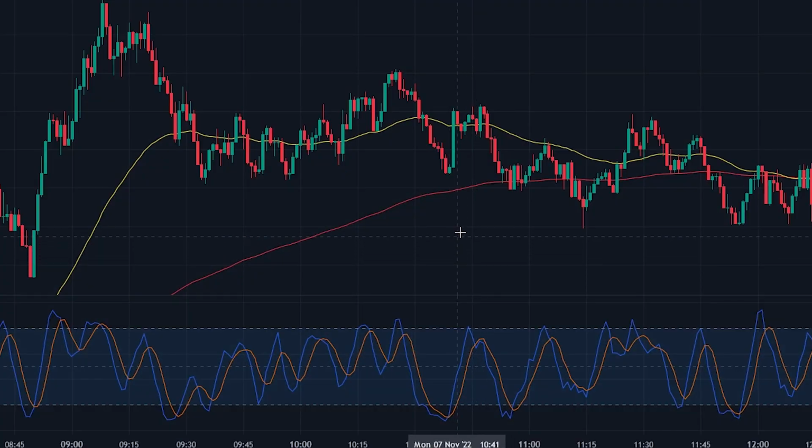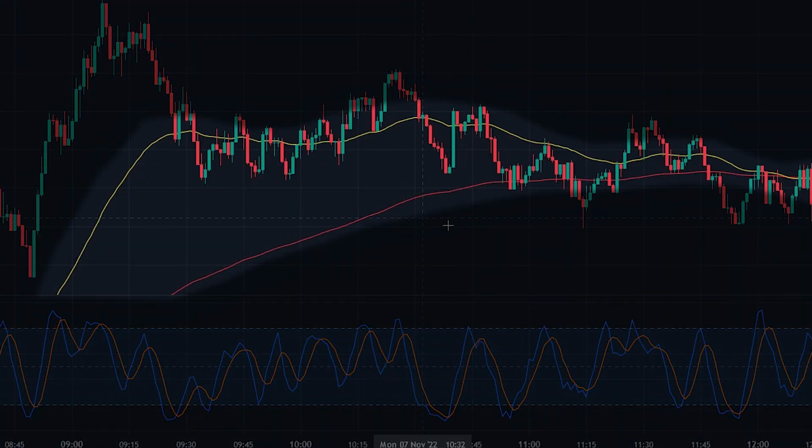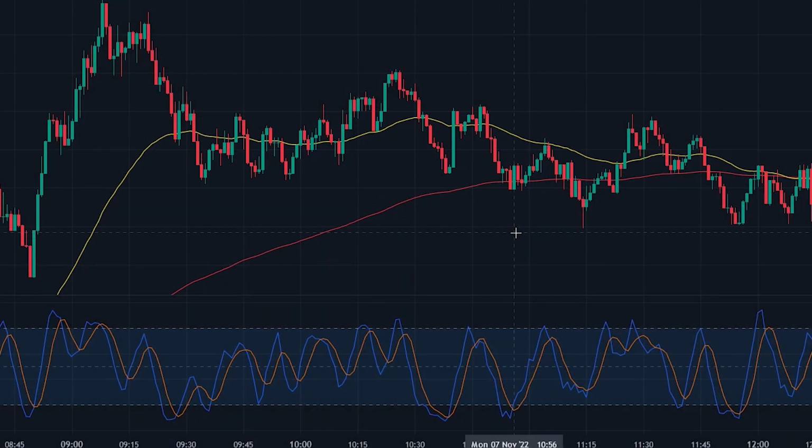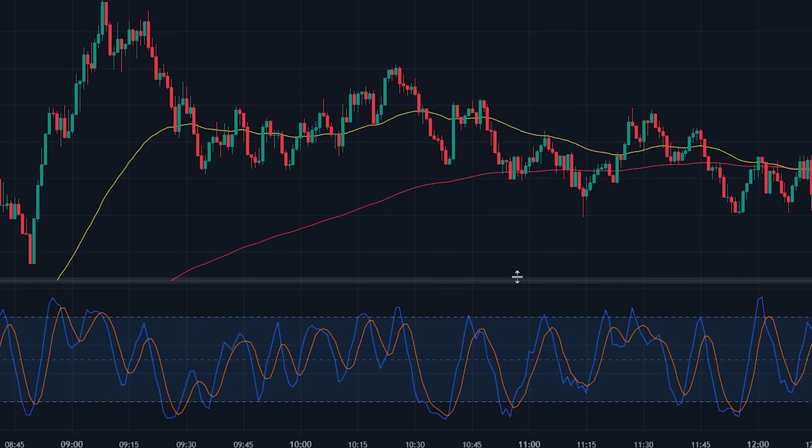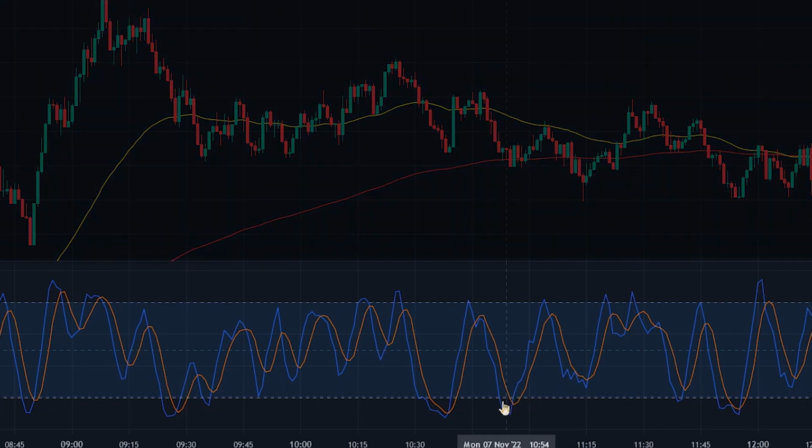into a position. As you can see here, the 50 EMA has crossed above the 150 EMA. This shows that we are currently in an uptrend. Upon looking at the price action, we also see that the price has pulled back into the 150 EMA. Now let's take a look at the stochastic indicator. As you can see, the stochastic indicator was oversold and the blue line crossed above the orange line.